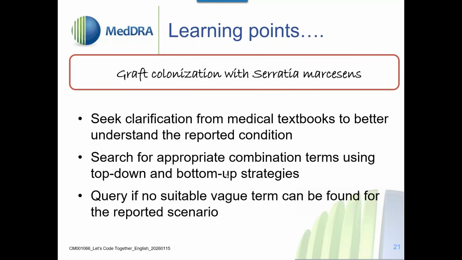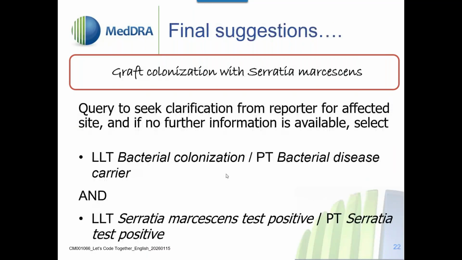Top down is where you open the SOCS itself and look down. Bottom up is where I type it in. And if there's no suitable term or suitable vague term for the reported scenario, you would query. So if I had to make a selection without being able to get any more information, I would select bacterial colonization with the spelling that matches the reported event and Serratia marcescens test positive, because as we know, it's not an infection, it's just showing us there's colonization. So that's what I would do with that one.